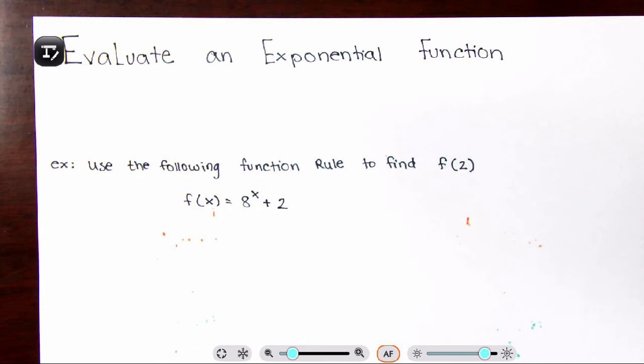In this video, we are evaluating an exponential function. What that means is they will give you a value for x. You plug in that x and you solve for what is your answer.